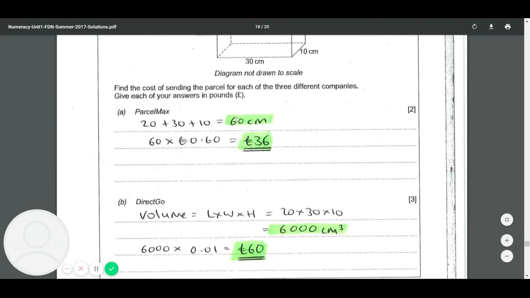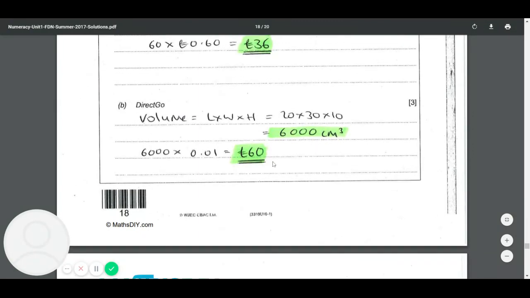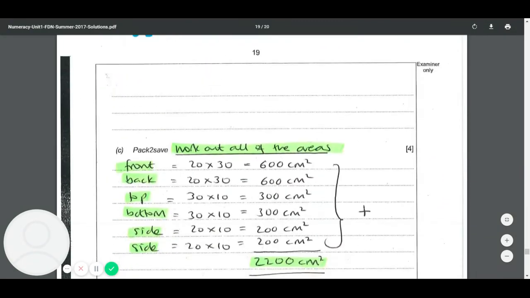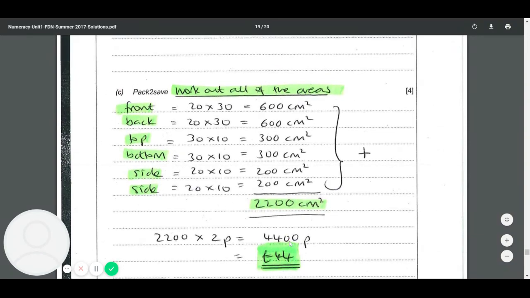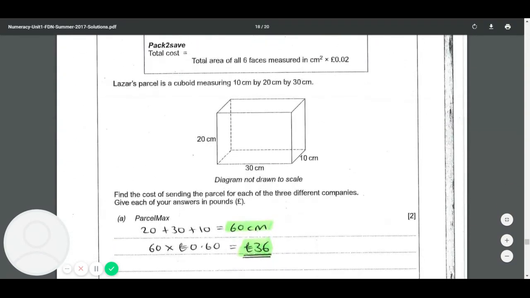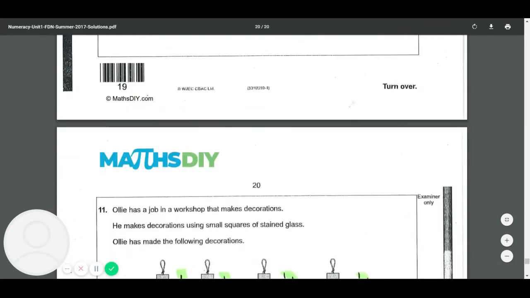So 60 centimeters times 60 pence, that gets us 36 pounds. Volume we said was 6,000 times a penny gets us 60 pounds, so it's more expensive. And all the different things, the front, the back, the top, the bottom, and the 2 different sides, like we talked about, if you add all of those up, you're going to get 2,200 times 2 pence, 44 pounds. So it is the first one, Parcelmax, which is cheapest, 36 pounds.